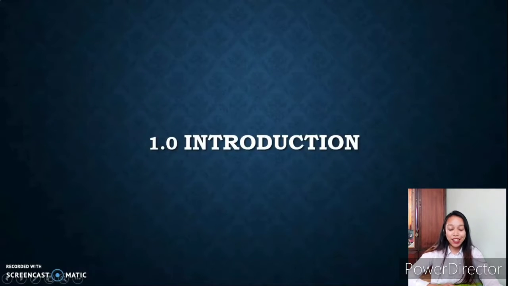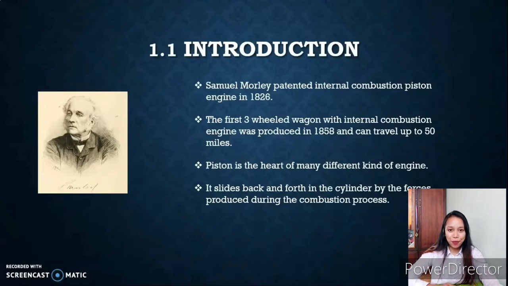1.1 Introduction. In 1826, Samuel Morey was the first to secure the patent for an internal combustion piston engine, in which the ignition of the fuel leads to the expansion of the cylinder. Not until 1858 was the first three-wheel wagon fitted with an internal combustion engine produced, which could travel up to 50 miles. The piston is the core in many different kinds of engines, mainly in the automotive sector, pumps, machineries, molding, and hydraulic systems. It slides back and forth in the cylinder by the forces produced during the combustion process.